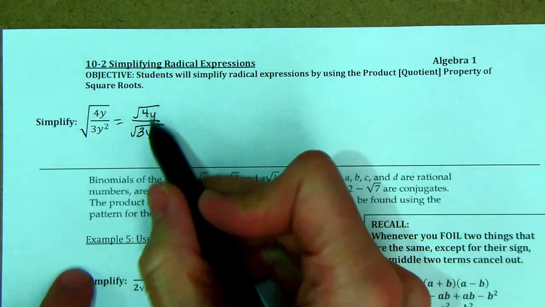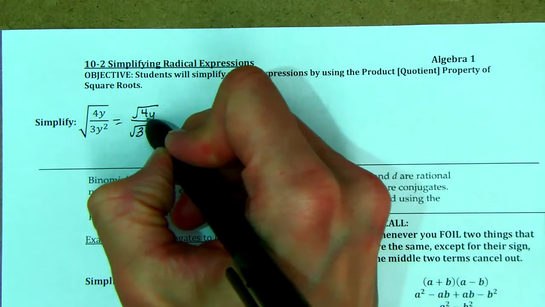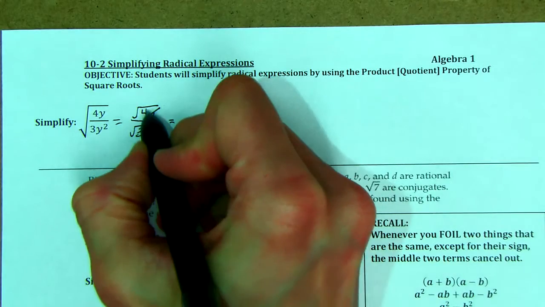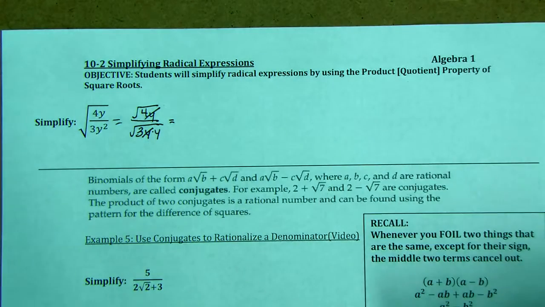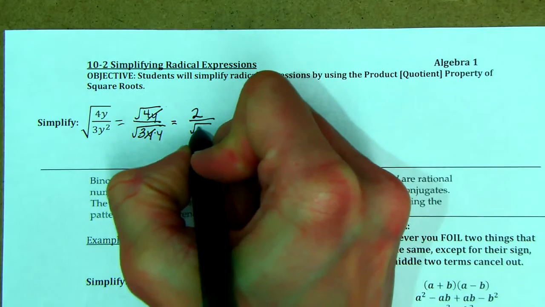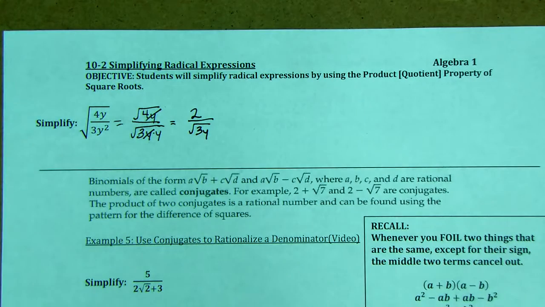And so now I just have, oh, the square root of 4. Wait a minute, what's that? 2 in the numerator, and in the denominator, the square root of 3y. So now I multiply by the square root of 3y over the square root of 3y.